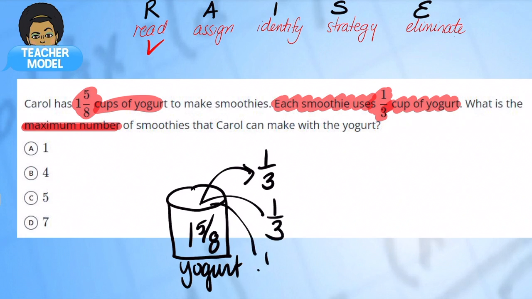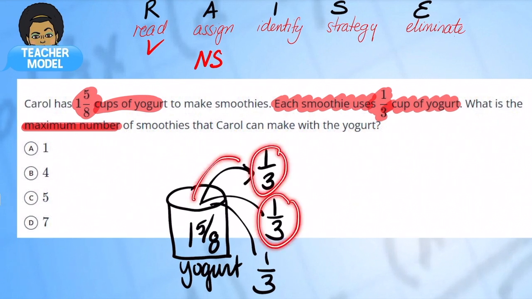smoothie. So just by looking at this, I absolutely know for sure that this is a number sense problem because I am repeatedly subtracting the 1/3 from my cup. I'm constantly taking out the same amount. So that's a number sense problem.